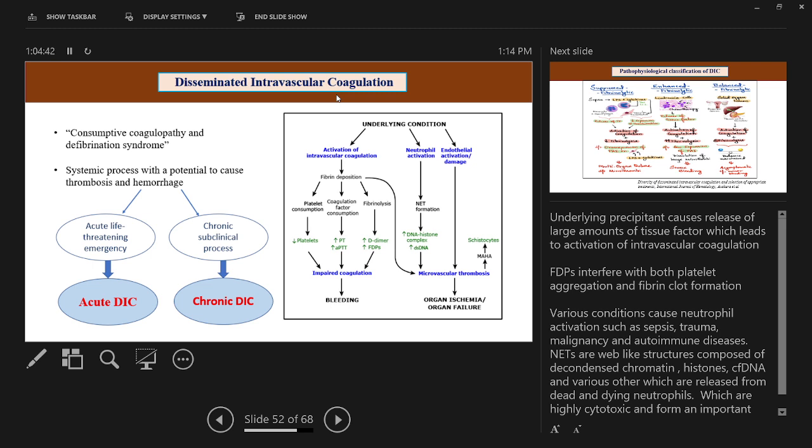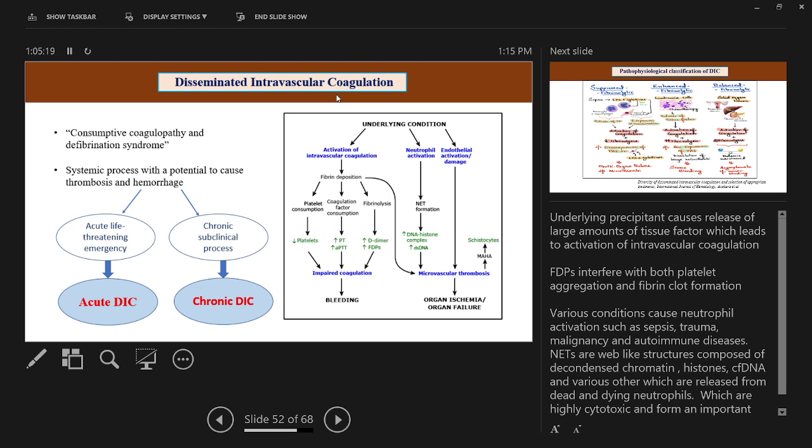So this is the overall picture of DIC, where there is an underlying precipitant. Now this underlying condition, whatever it is, as we'll be discussing, causes a release of a lot of tissue factor. Now this tissue factor causes activation of intravascular coagulation. This intravascular coagulation leads to fibrin deposition. Now the clot actually has a platelet and a fibrin component to it. Because of the increased platelet consumption, there are decreased platelets. Because of increased coagulation factor consumption, the overall APTT gets deranged and the overall factors are deficient.